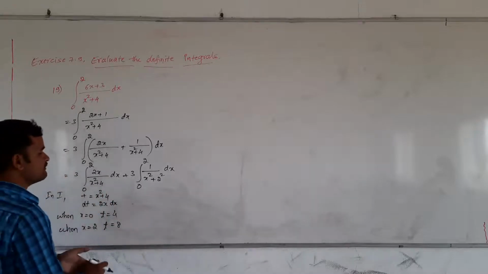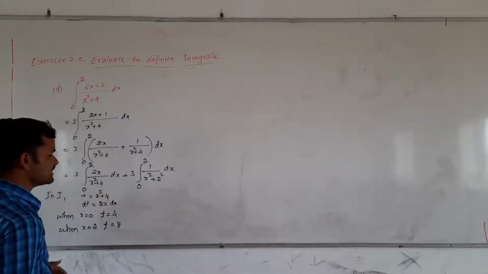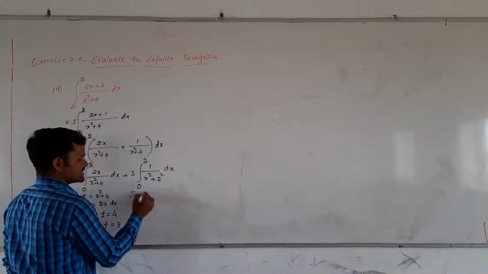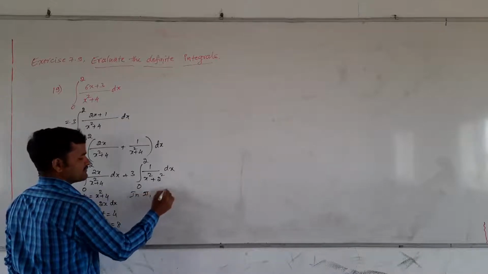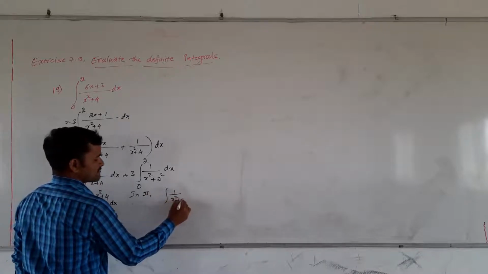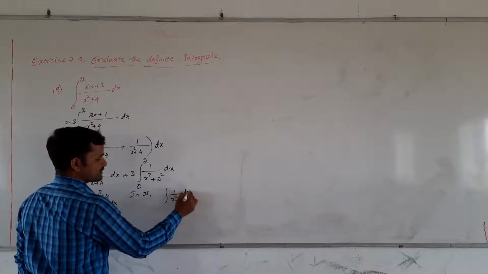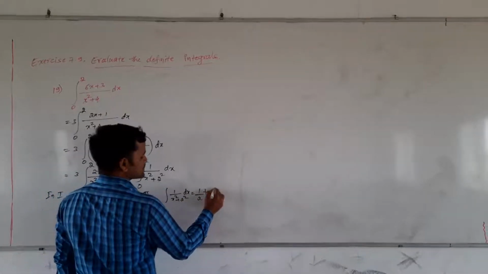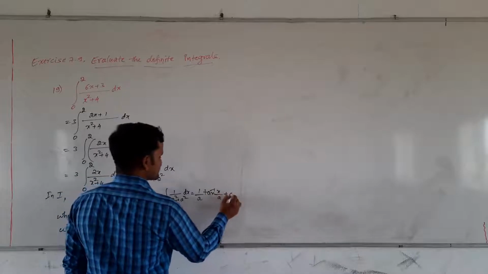Second integral, how will you integrate the second integral? The second integral is direct. Here in the second we will use the formula: integration of 1 / (x² + a²) with respect to x. We know this as (1/a) tan inverse of (x/a) plus c.